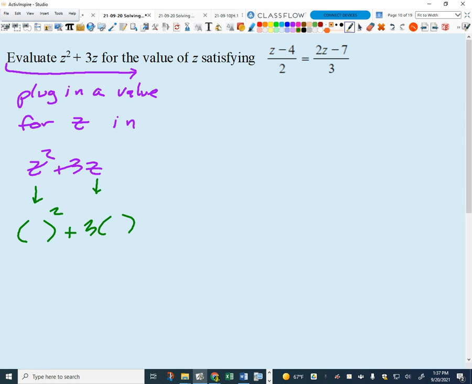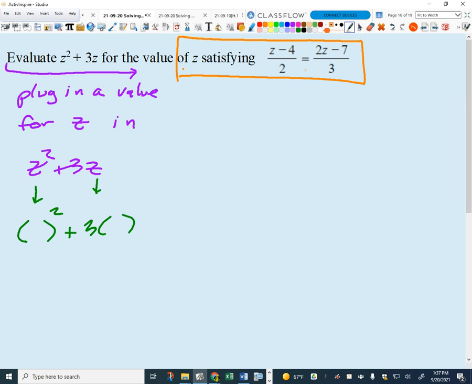So what about the second part? What's all this stuff asking me to do? We want to use the value of z satisfying that proportion. How am I going to figure out what value of z to dump into my expression, z squared plus 3z? What's that mean? The value of z satisfying this equation. Say it again. There you go, solving it, right? We're going to solve the equation and find the value of z that works, that makes it true, the solution, and we're going to take that value of z and plug it back into my earlier expression.